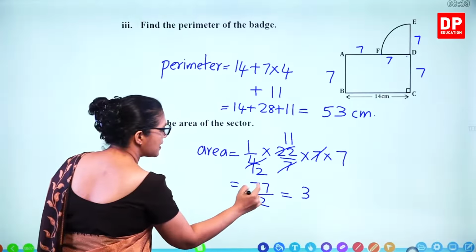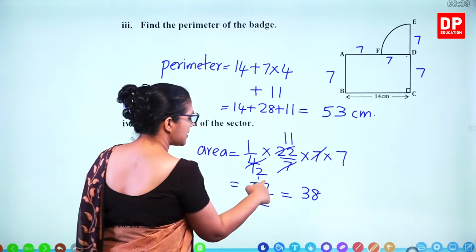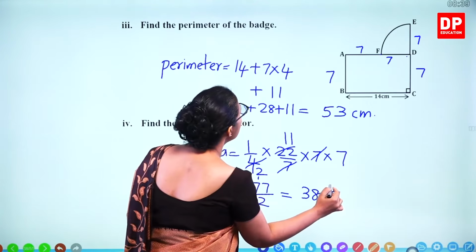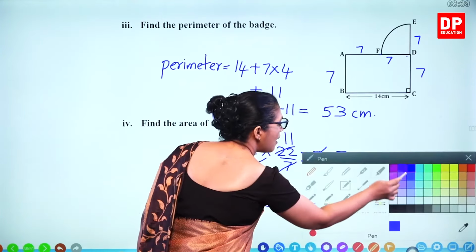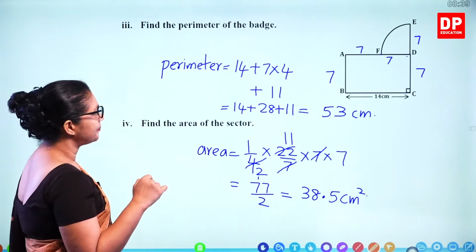2 times 3 is 6. For 17, that's 2 times 8, 16. And for 10, that's 5. 38.5 square centimeters is the area of the sector.